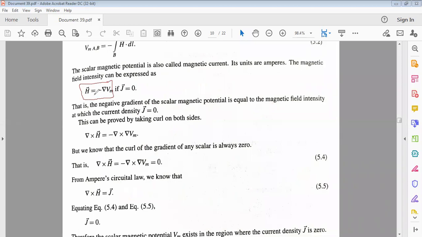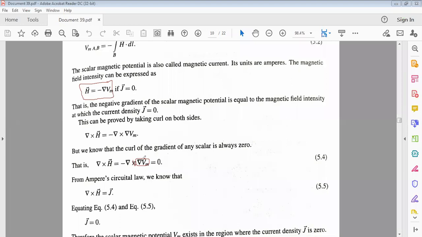When we simply apply the curl on both sides, del cross H equal to del cross del Vm, right? As we know that curl of the gradient of any scalar is also 0. Otherwise, see here, this is the curl and this is the divergence. Divergence and curl are not applicable on a single parameter, right? So del cross minus del Vm equal to 0.